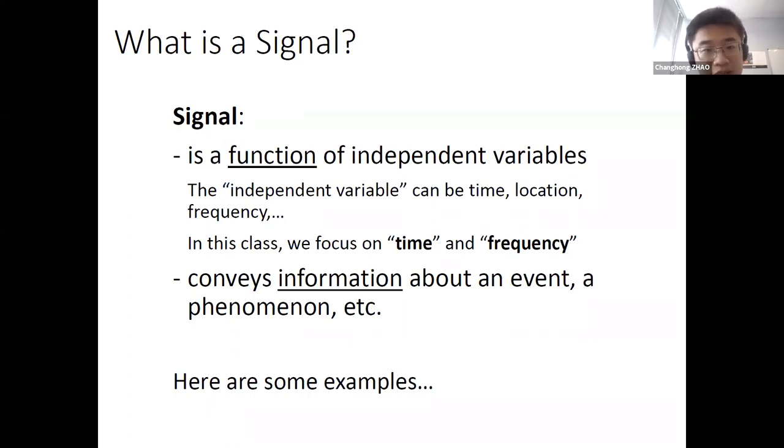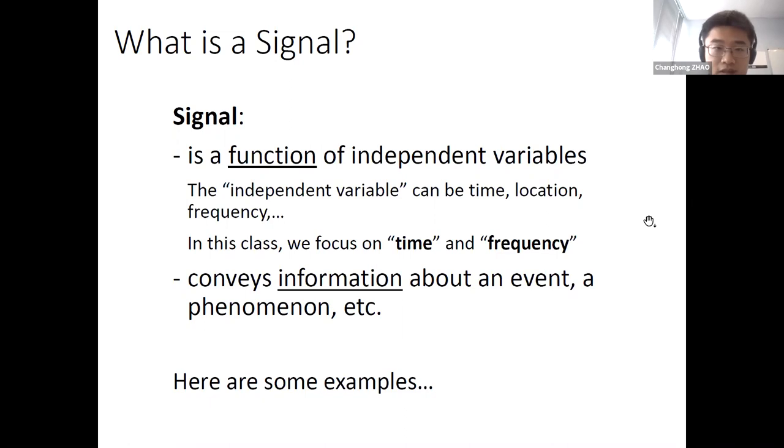In terms of frequency, it might be a little bit confusing, but as we progress, as we go to the Fourier transform, Laplace transform, we learn the so-called frequency domain. You will see the connection between time and the frequency, and you have a clearer understanding of why a signal can be a function of a frequency. So in this term, we will focus on independent variables being time and frequency. Signal is not any function. It's a function that necessarily conveys some information about an event, a phenomenon, etc.